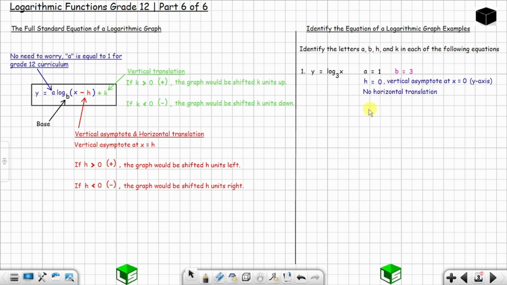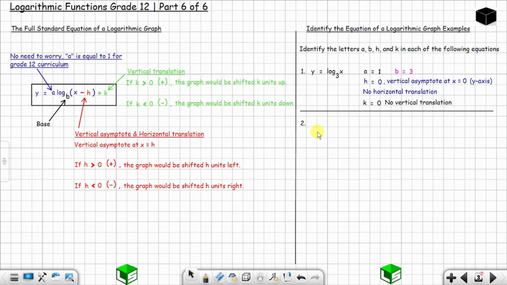Now what is k equal to? You can see there is nothing there, so k is equal to 0. And you can conclude that there is no vertical translation because k is equal to 0. So the graph did not move up, neither did the graph move down. Let's move on and look at another example.